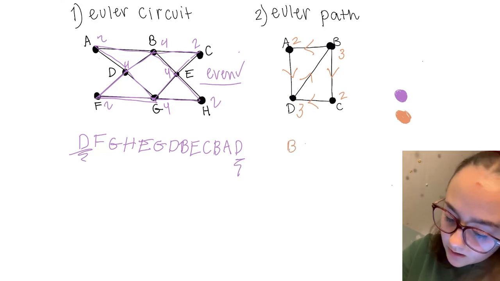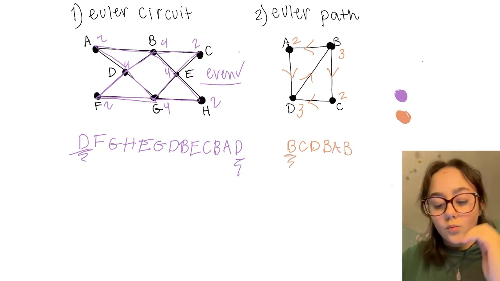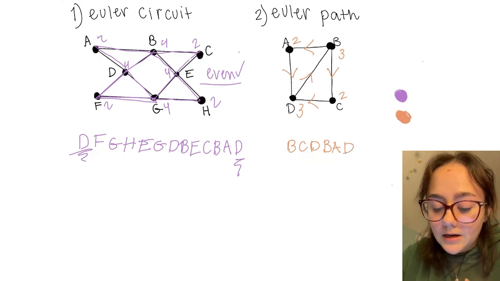Do that again. B, C, D, B, A, D. We went through all the edges, but we started with B and ended with D. And that is how you complete an Euler circuit and Euler path.